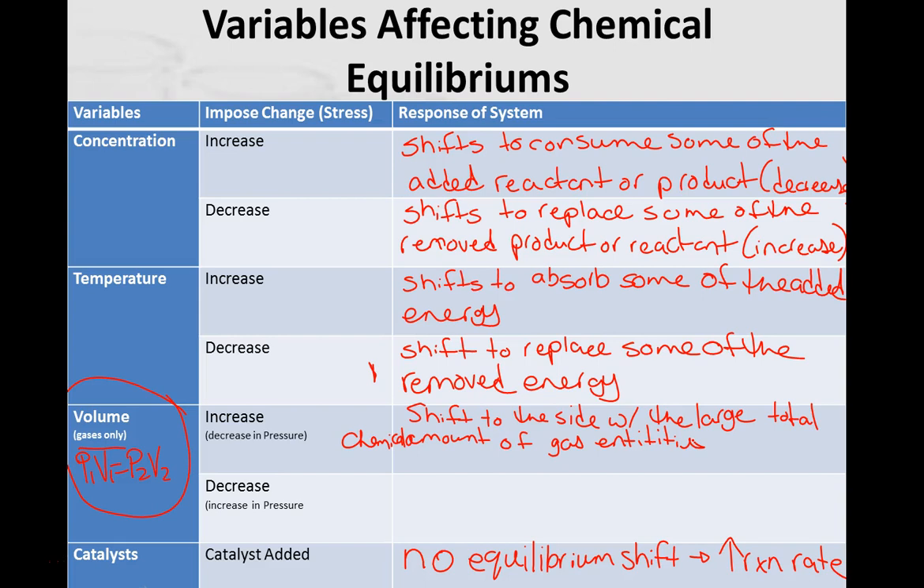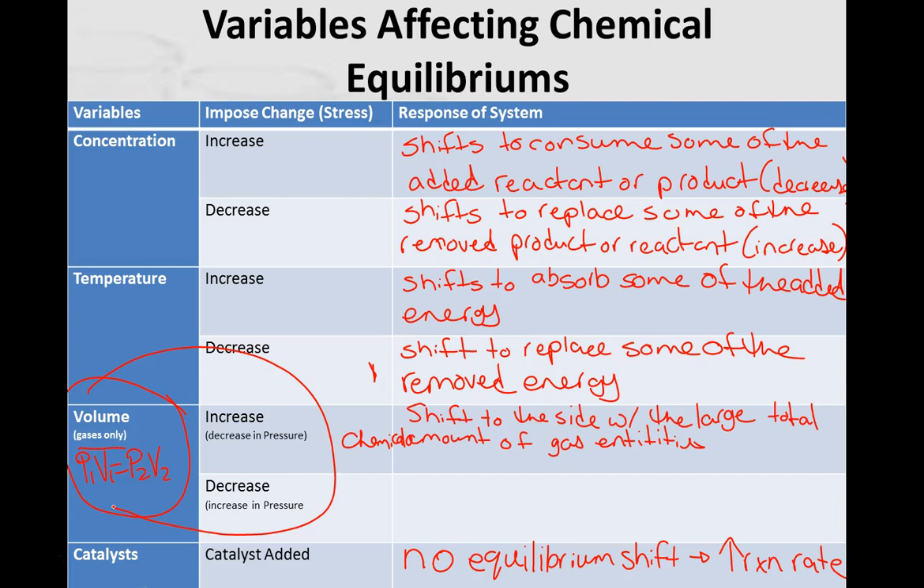And we'll look at a question. I find that just reading these two in written form doesn't always make sense. If you look at an example, it makes a little bit more sense. So it'll shift to the side with the larger total chemical amount. Then if I decrease, I'd have the opposite effect.